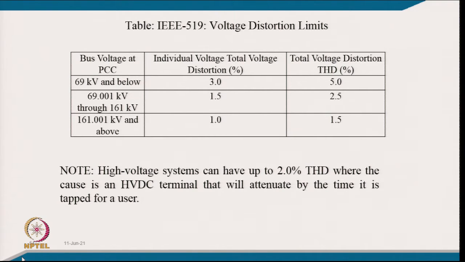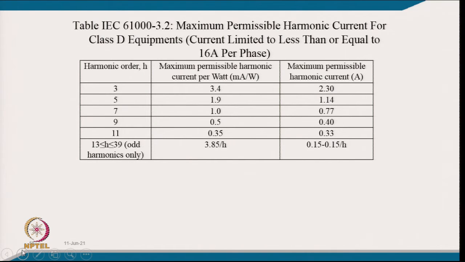A typical example may be a high voltage DC system, which can be up to 2% total distortion, where the cause is an HVDC terminal, and that will attenuate by the time it is tapped to the user.